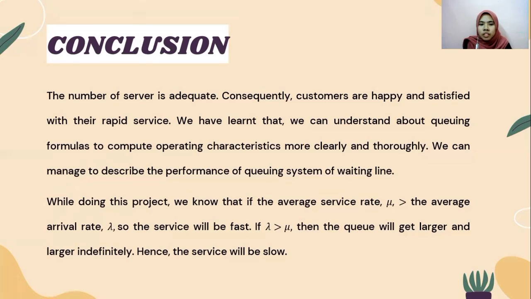While doing this project, we know that if the average service rate, mu, is more than the average arrival rate, lambda, then the service will be fast. If lambda is more than mu, then the queue will get larger and larger indefinitely. Hence, the service will be slow.